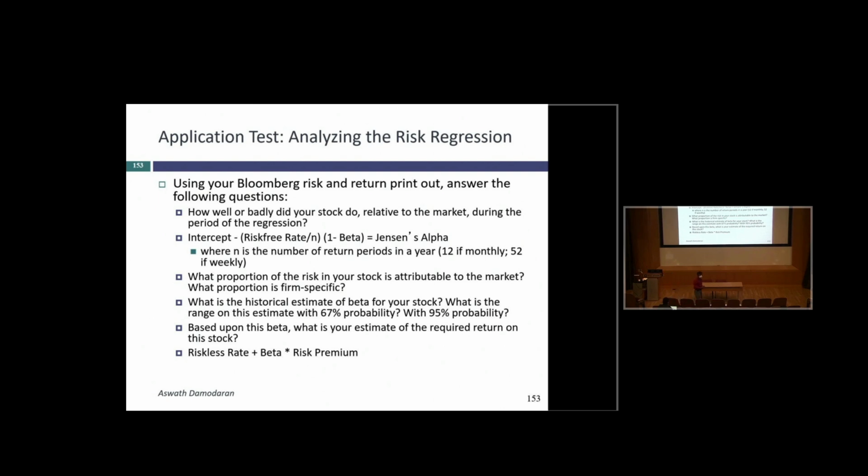So start with that. Then I'm going to ask you, what proportion of the risk in your stock comes from the market? So what's the number you're going to focus on for that? You're going to look at the R squared. And I'm going to ask you, what's your historical estimate of beta, which is the raw beta? So don't even look at the adjusted beta. It's kind of pointless. And then follow through. The standard error is right there. What's a 67% range? What's a 95% range? Take your regression beta page apart and get a sense of what it tells you about your company.